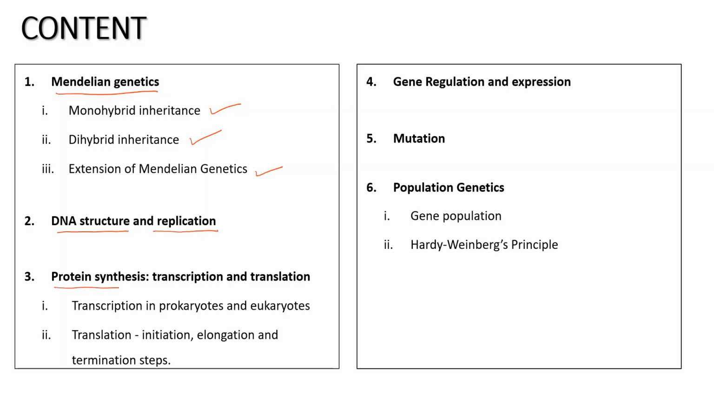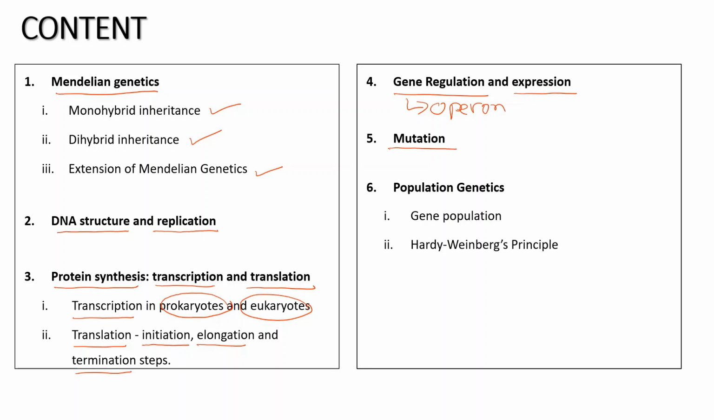Number 3, protein synthesis, which includes two processes, transcription and translation. In transcription, we are going to look at the process that occurs in prokaryotes and also eukaryotes. Next is translation, which involves the following steps: initiation, elongation, and also termination. Next is gene regulation and expression. In this subtopic, we are going to look at what an operon is, what the function of an operon is, and what the components of an operon are.